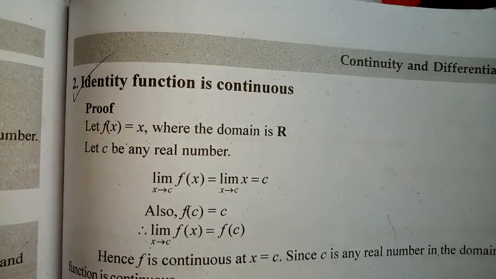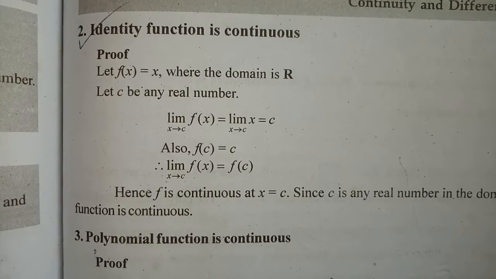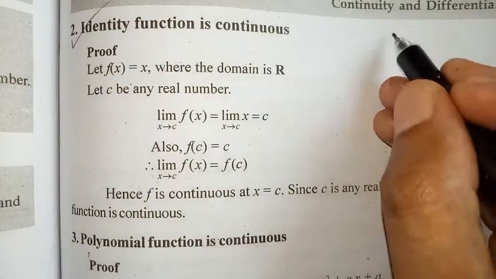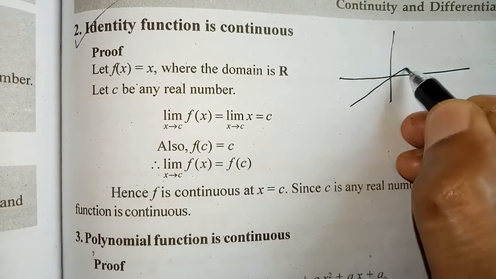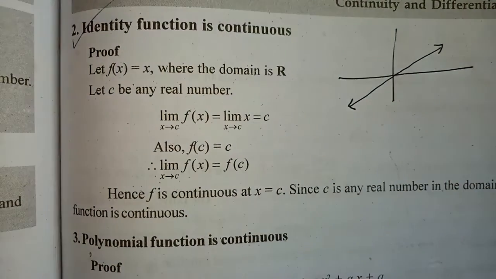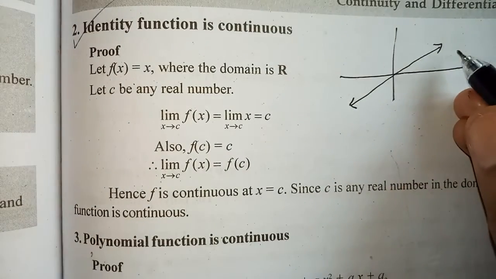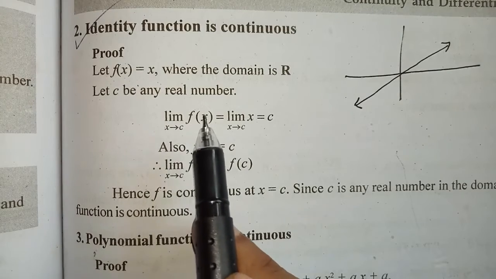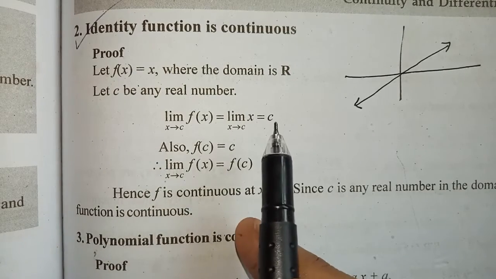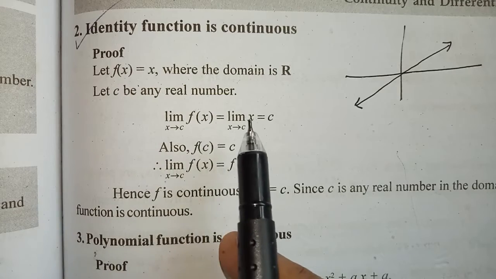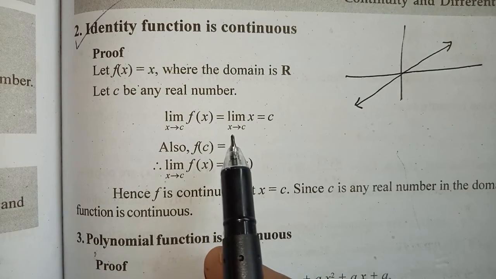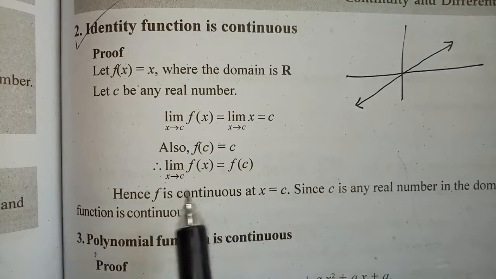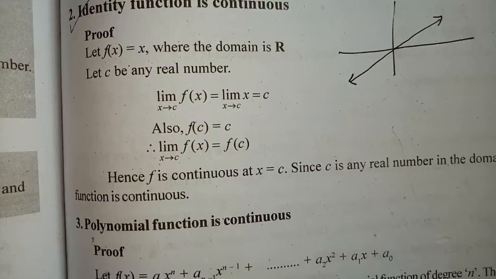Now the next one is the identity function. What do you mean by identity function? Identity function means anything is mapped to itself. For example, y equal to x. How is the graph of y equal to x? Like this. Again, it is very clear from the picture: without lifting the pencil, it is a continuous curve. Let c be any real number. Limit as x tends to c, f of x is nothing but x, because the image of f of x is x. But when x tends to c, when you apply the limit, x will become c. Also f of c is c. You put c here, c. So you can say the identity function is also continuous.